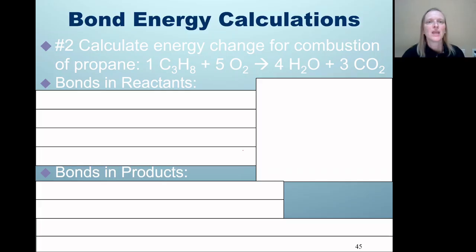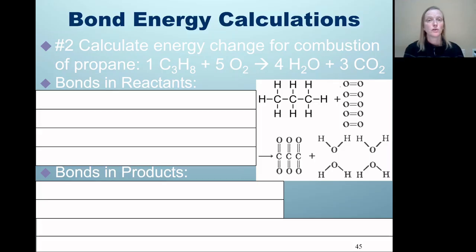Let's look at another example. Calculate the energy change for the combustion of propane. Propane is C3H8. It reacts with 5 molecules of oxygen to form 4 molecules of water and 3 molecules of carbon dioxide. So if I were to draw the Lewis dot structures for all of these substances, here's my propane molecule, 3 carbons. Carbons are always in the middle of their covalent structures, and the hydrogens are arranged around the outside. 5 oxygen molecules, 4 waters, and 3 carbon dioxides.